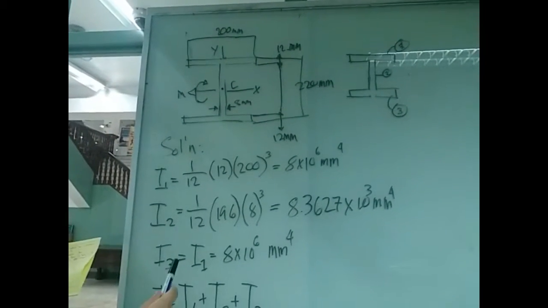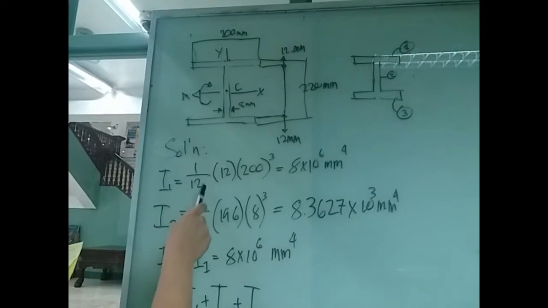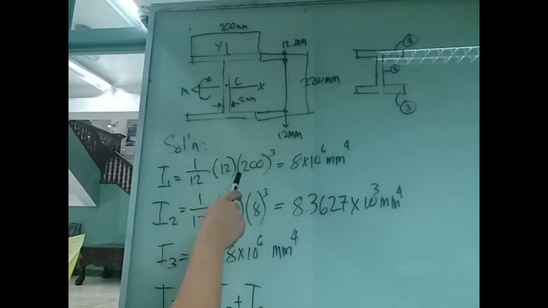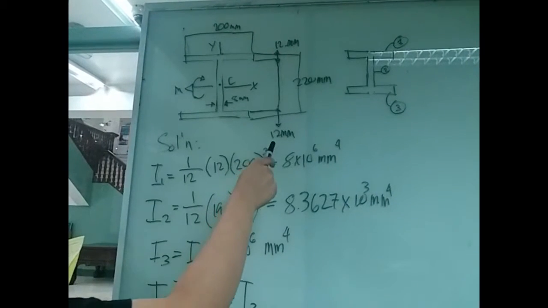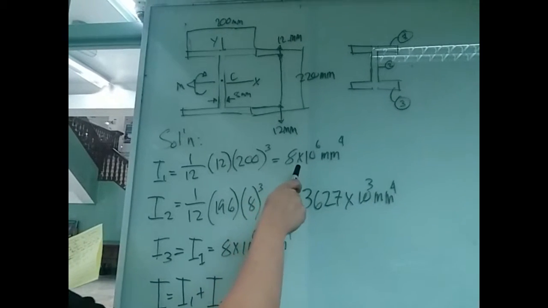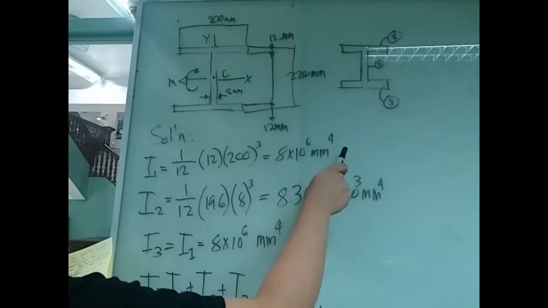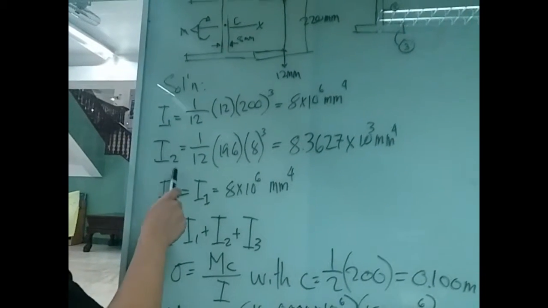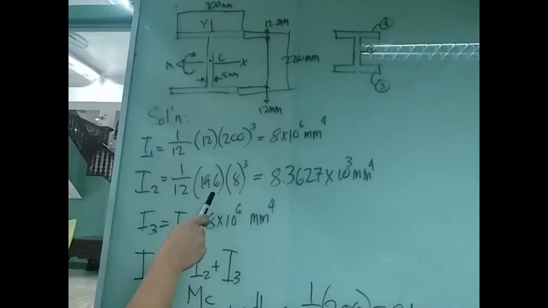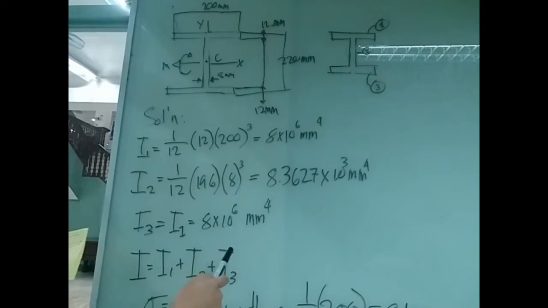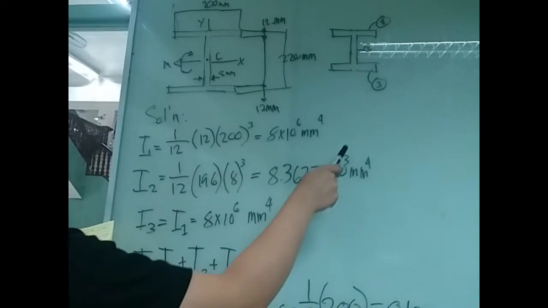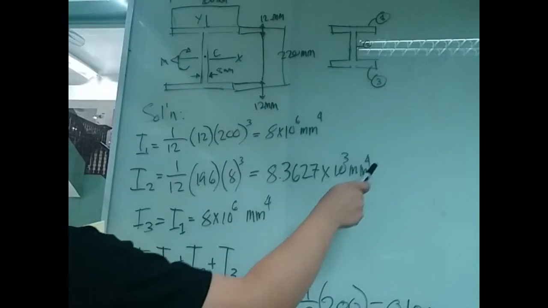So the first part is 1/12 times base. The base is 12 and the height is 200 times 3, in millimeters. This is equal to 8 times 10 to the 6th power millimeter to the fourth. Second, 1/12 times 196 times 8 cubed is equal to 8.3627 times 10 to the 3rd millimeter to the fourth.